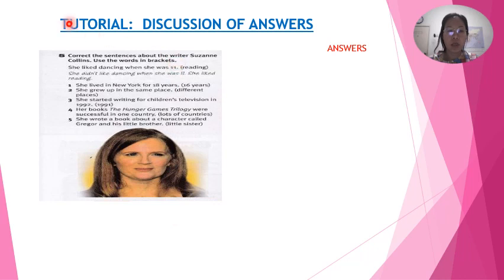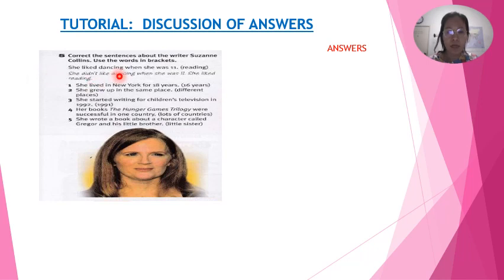Okay, so we'll look at another exercise. Correct the sentences about the writer Susan Collins. Use the words in brackets. So first, we need to change the verb into past tense. We can change the sentence here using the words given here. Okay, for example, she liked dancing when she was 11.